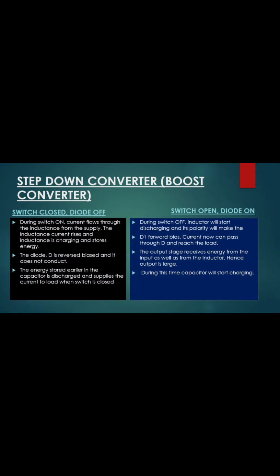Okay, now for switch open, diode on. During switch off, the inductor will start discharging and its polarity will make the D1 forward biased. Current now can pass through D and reach the load. The output stage receives energy from the input as well as from the inductor. The output is larger. During this time, the capacitor will start charging.